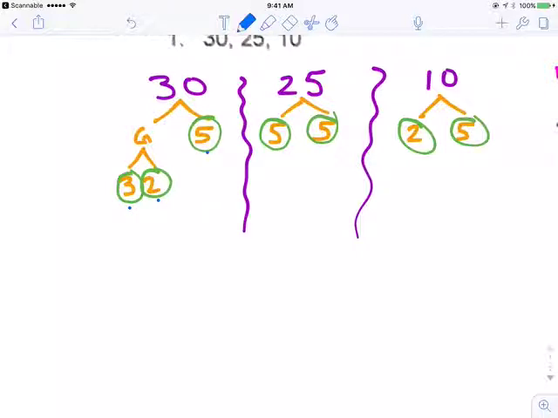So, what's the power of the 2 for 30? It's 2 to the power of 1 times 3 to the power of 1 times 5 to the power of 1. That has 2, 3, and 5 in it, right?